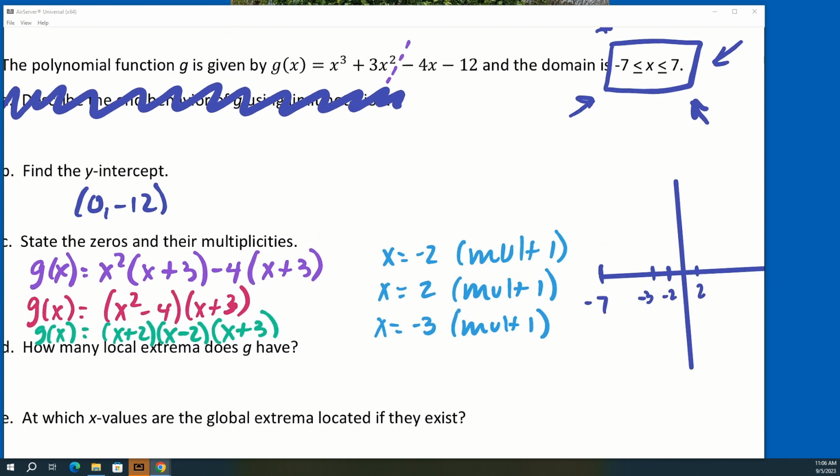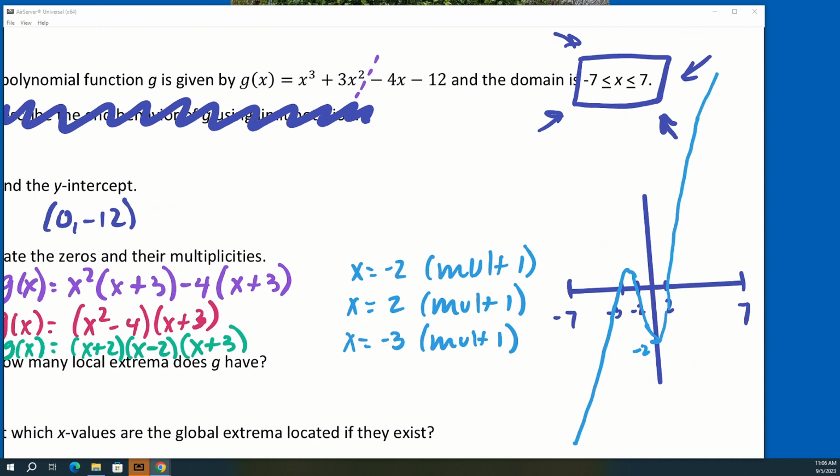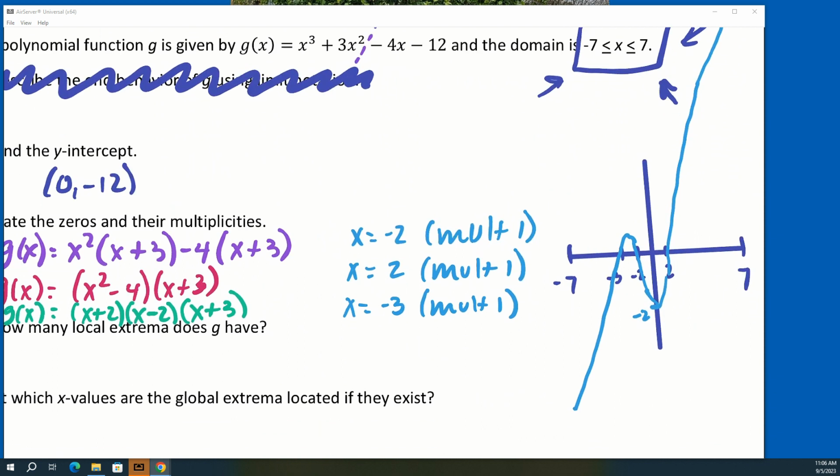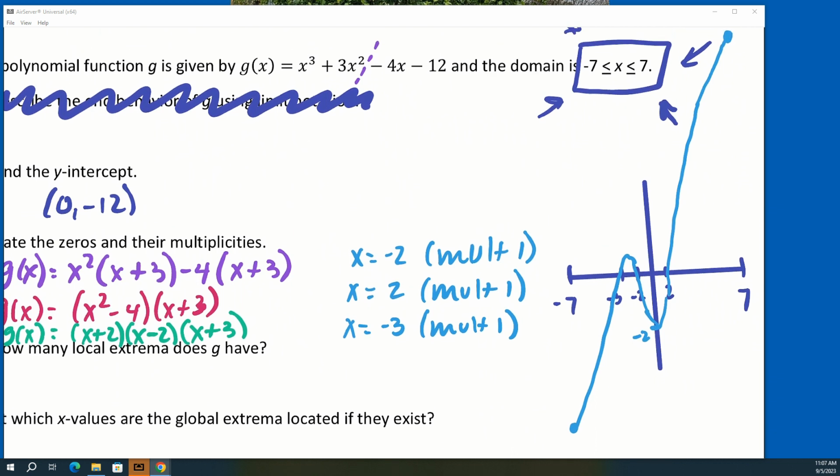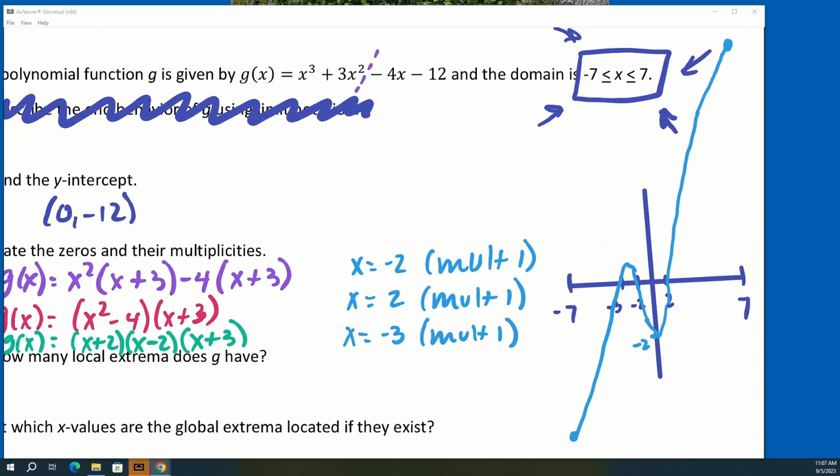So this graph starts really, really low, goes through, crosses at -12, goes through, and then really, really high. I can't get a super accurate graph, but it's going to stop at both of those points. It would not curve like that. It would just keep going up. I'm just going to run out of paper.